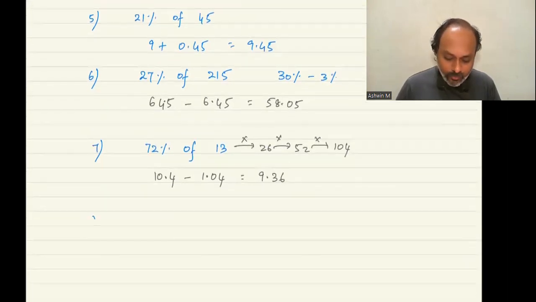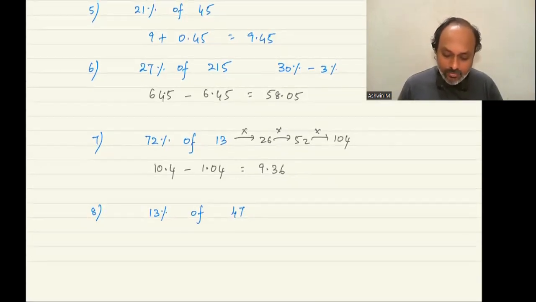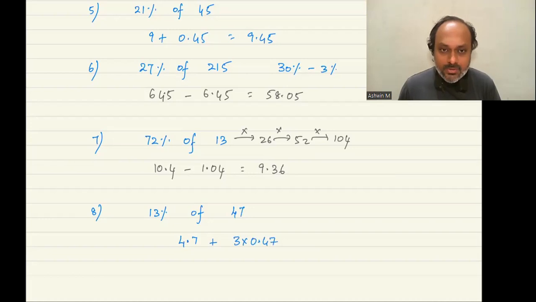One more. Suppose you want 13%. I'll take some weird looking number, maybe 47. So 13% of 47, if you want, see quickly I'll tell you what is to be done. First calculate 10%. 10% is going to be 4.7. And then take 1%. 1% will be 0.47. So 3 into 0.47. That's it. Add these two numbers. You are going to get 13% of 47.